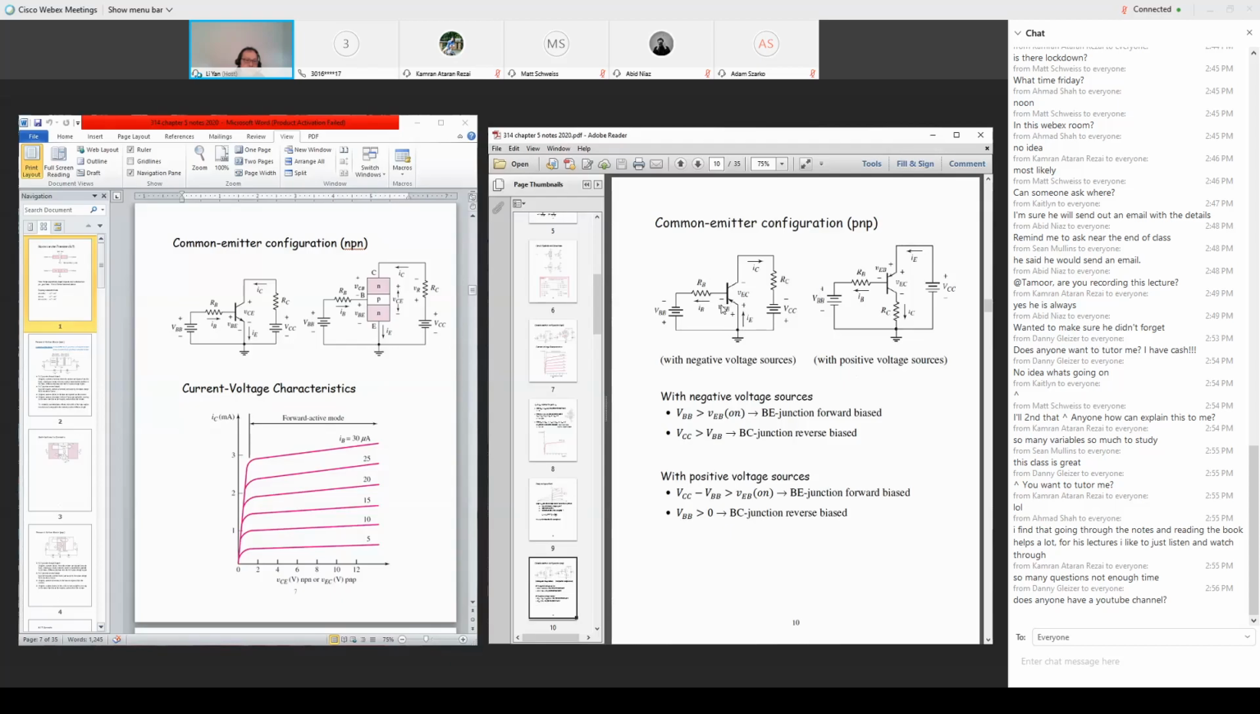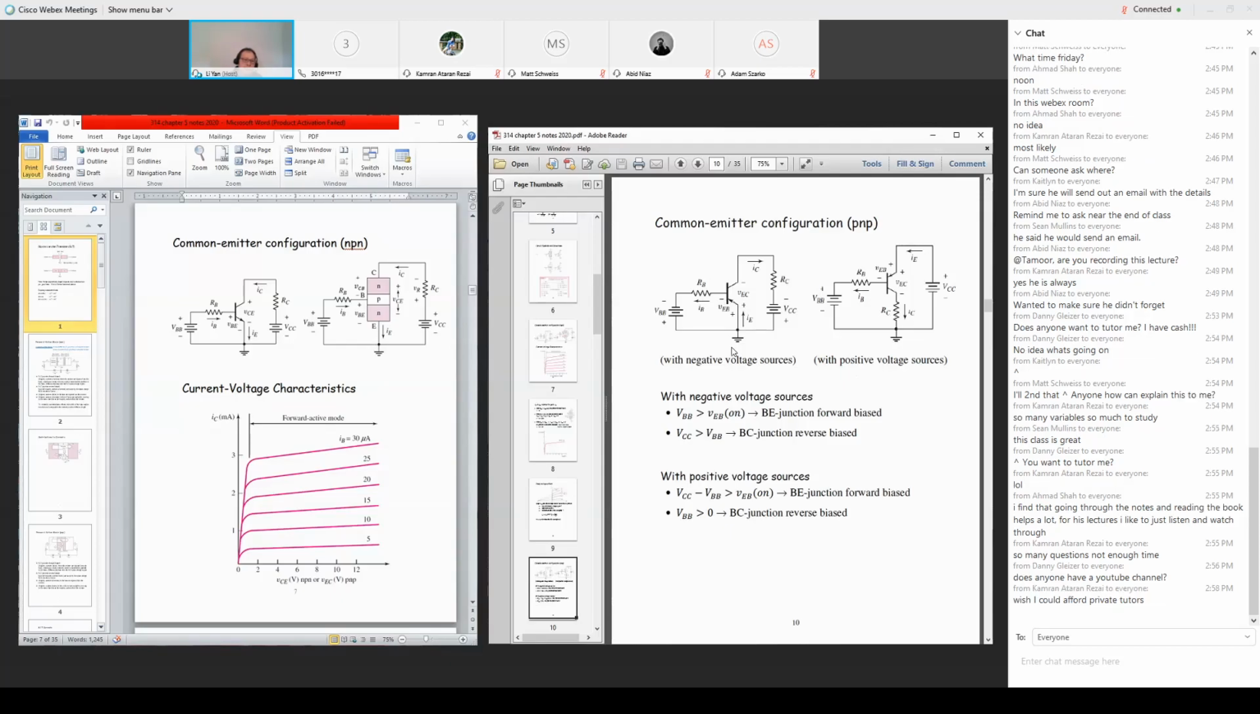And we want this junction to be reverse bias. Again, the magnitude of VCC must be greater than the magnitude of VBB. Okay, that's when we have a negative power supply voltage available. We can configure or connect the transistors and power supply voltage according to the left side diagram.